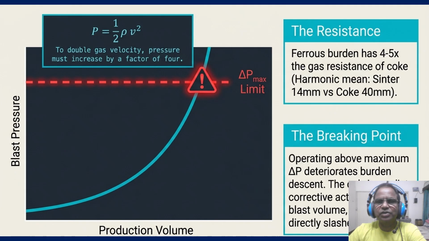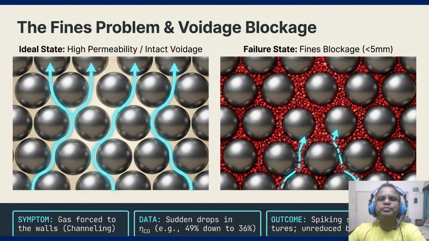This resistance is not just about the particle size, it is about the fines that can lead to total void blockage. And our next slide is going to address exactly the same thing. So this is what the bad looks like under a microscope. Look at the ideal state on the left: clean grayish spheres with thick blue arrows flowing smoothly through the gaps. That's the high permeability.